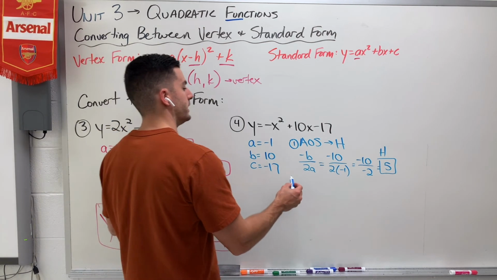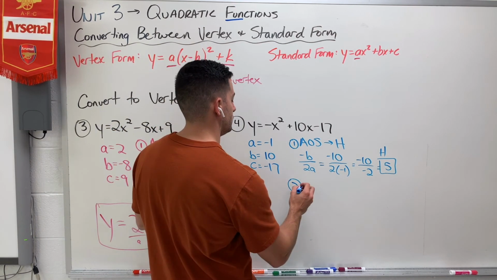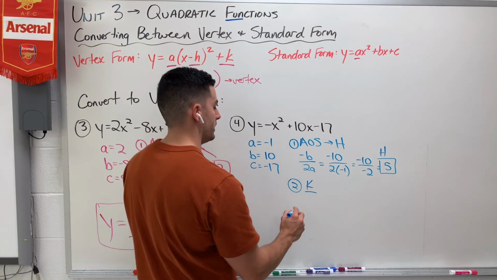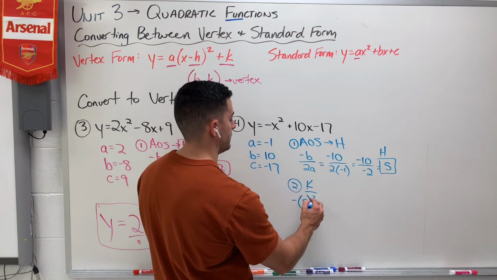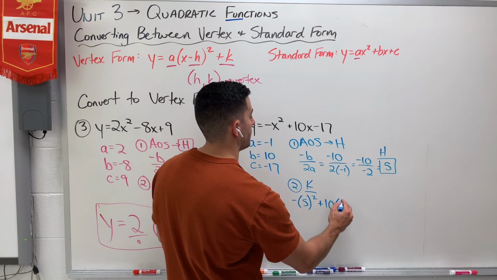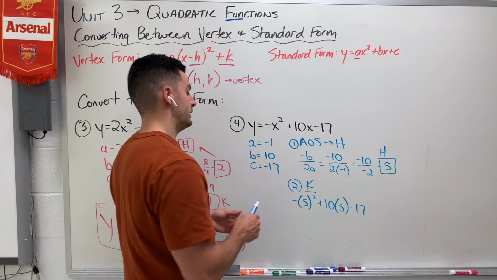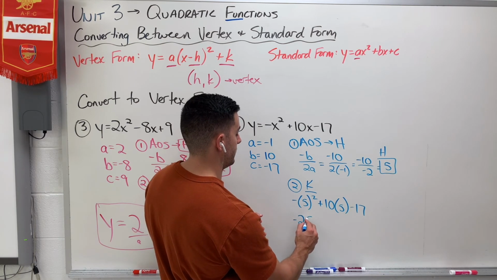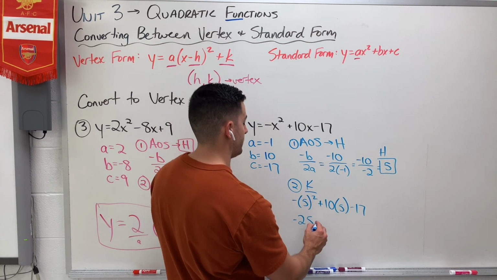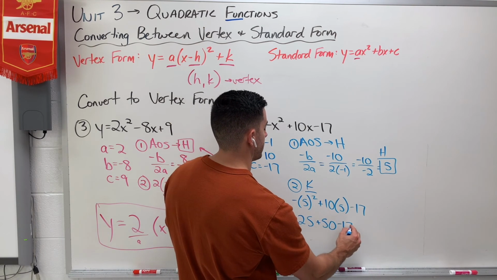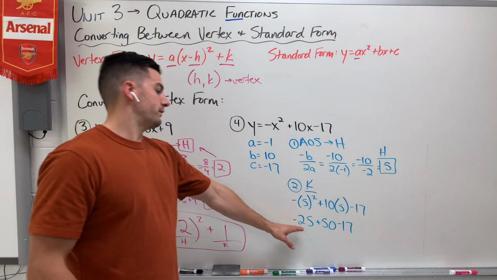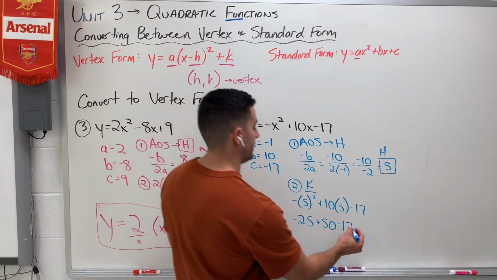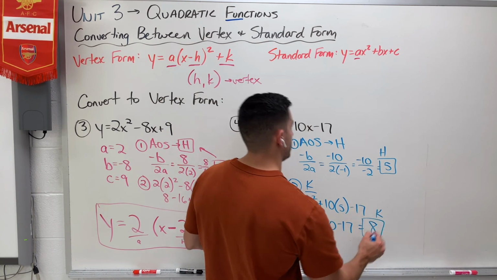Love it. All right, and then my step 2 is to plug that h value back in here to find my k value. So I do that by doing negative 5 squared plus 10 times 5 minus 17. Okay, so negative 5 squared. 5 squared is 25, but it's negative. The negative is outside. So it's negative 25 plus 10 times 5. 10 times 5 is 50 minus 17. So negative 25 plus 50 would be positive 25. And then 25 minus 17 gives me 8. Okay, so my k value here is an 8.